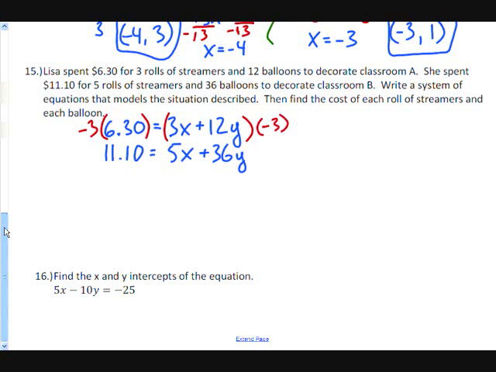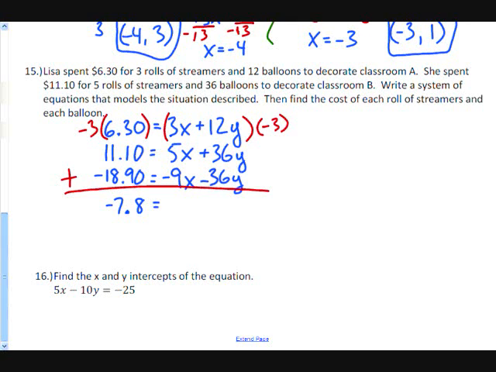When I do that, let's see, 3 times the 6.3 is going to give me 18.9. Sorry, a negative 18.9. This is going to give me a negative 9x and then a negative 36y. Now I have additive inverses in front of the y's. I'm going to add these equations together. So this is going to give me a negative $7.80, or negative 7.8. Over here, the 5x and the negative 9x is a negative 4x. The y's cancel each other out, so those are eliminated.